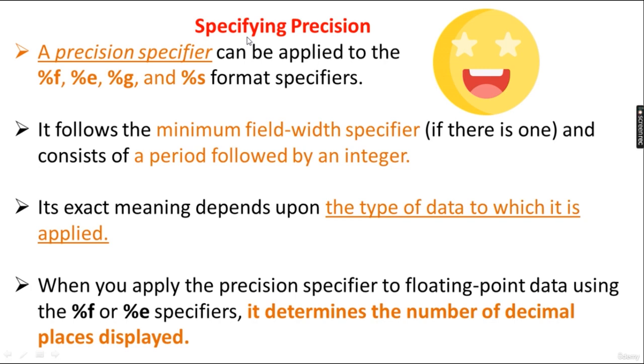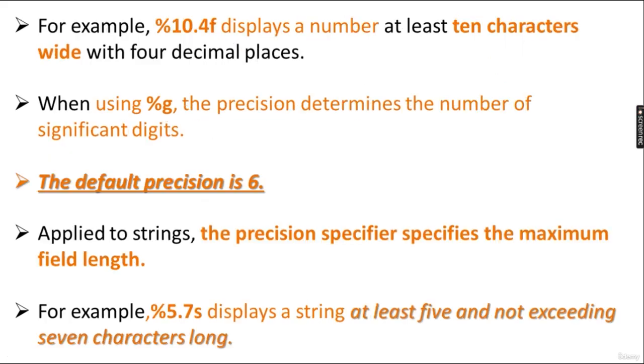%F follows the minimum field width specified. The exact meaning depends upon the type of data to which it is applied. When you apply the precision specifier to floating point, it determines the number of decimal places displayed. %10.4F displays the number at least 10 characters wide with 4 decimal places. Okay, 10 characters minimum with 4 decimal places after the point.